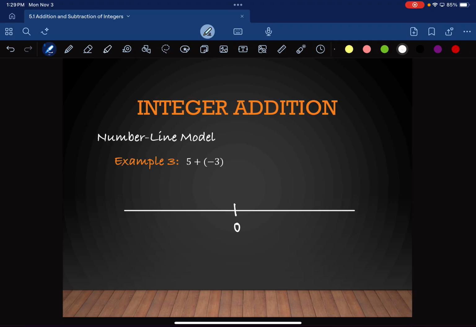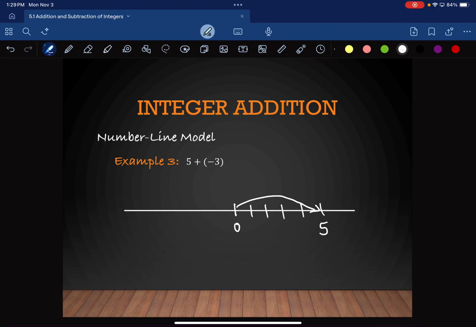So there's 0 in the middle, that's great. And the first thing says 5. So I'm gonna move 5 to the right. And I'm gonna label this as 5. And to show that I've moved 5 to the right, we're going to sort of draw an arrow that goes to the right 5. Easy enough.